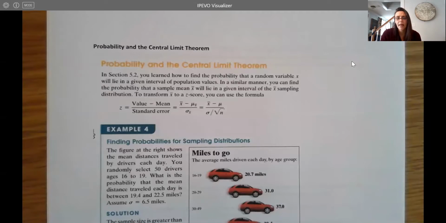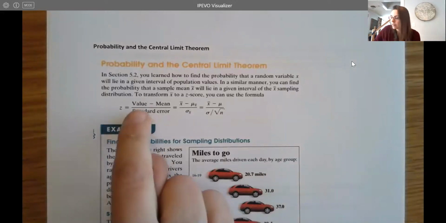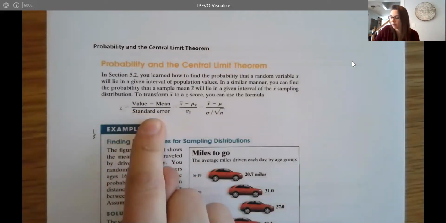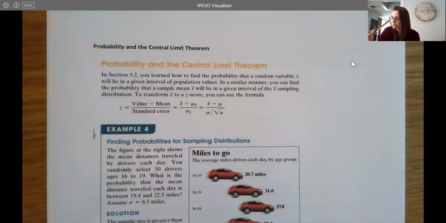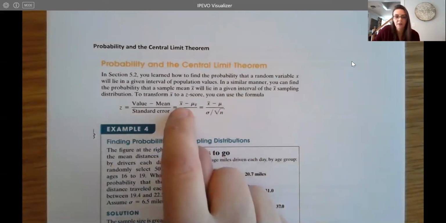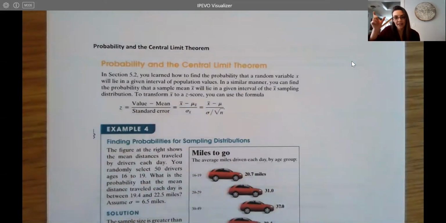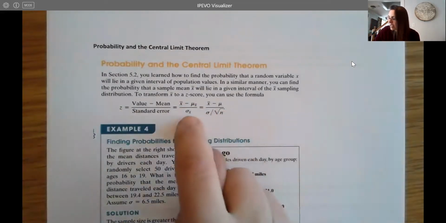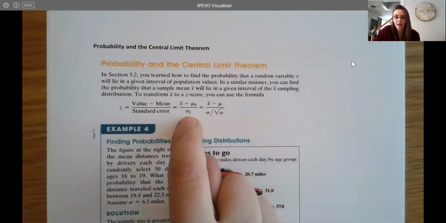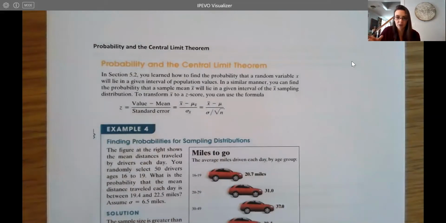To transform x bar to a z-score, we can use the following formula. So it's a very similar idea to regular z-scores. It's still the x value minus the mean over the standard error or standard deviation. So here our x values just happen to be the means. Your mean is the mean of the sampling distribution. And then again, your standard deviation is the one of that distribution.